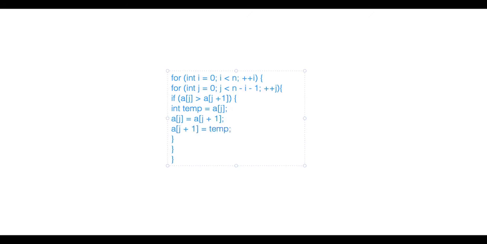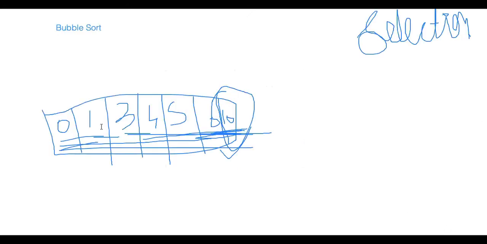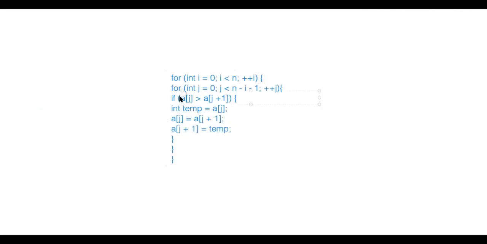Cool, that's all, we are done. So what is the time complexity for bubble sort? It's easy, right? In bubble sort, time complexity is again O of n square, right?